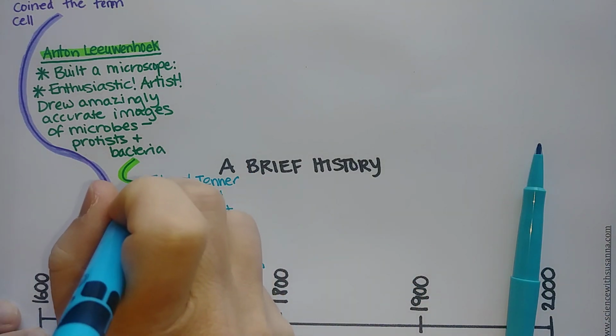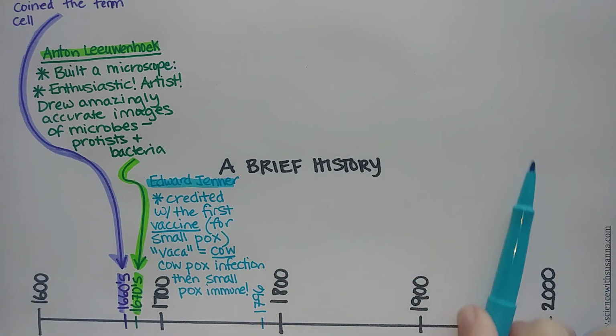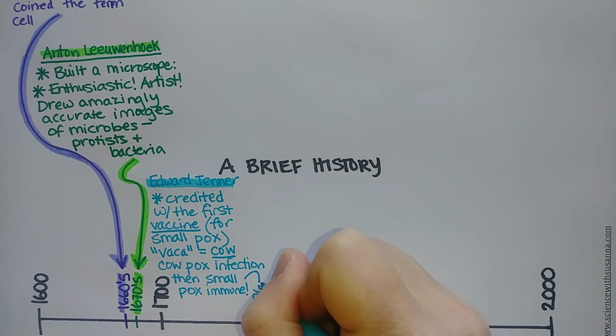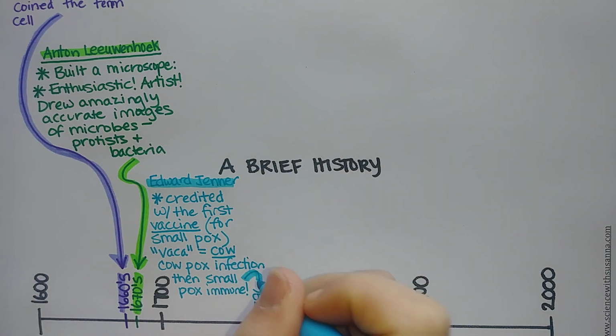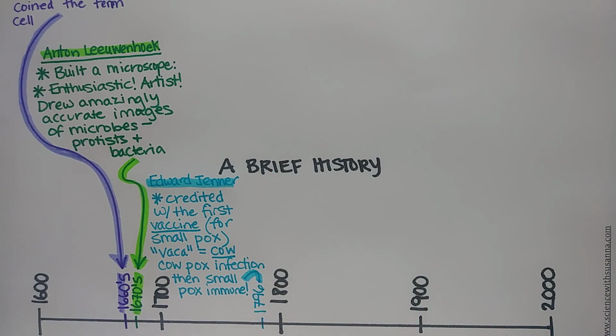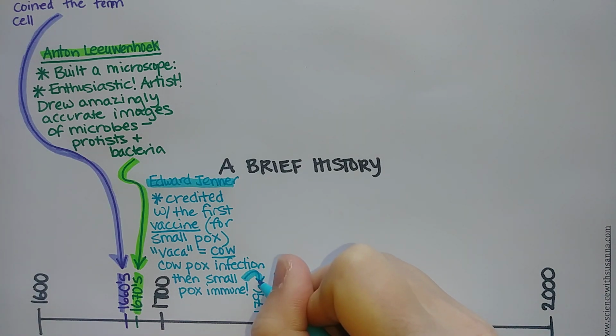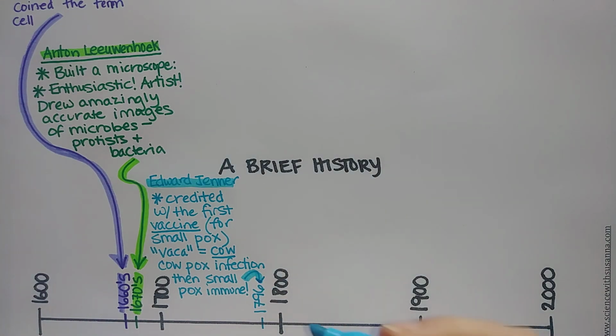And the way he proved this is very controversial. He actually took a young boy, I believe it was the son of his gardener, which was like his servant, but I come across different things on that. But anyway, he was a young boy for sure, and they purposely infected him with cowpox, and then they waited a week or two, and then they purposely infected him with smallpox, and he didn't get sick.